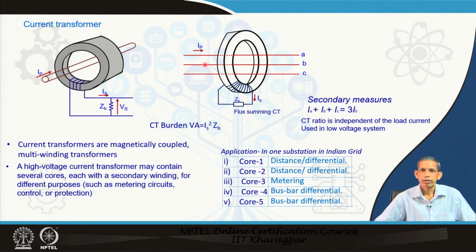So, what happens is that in the gap of the corresponding core, a toroid as it seems, all the three conductors go through with proper insulation, and because the area available is smaller, that is why this is more suitable only for low voltage systems.